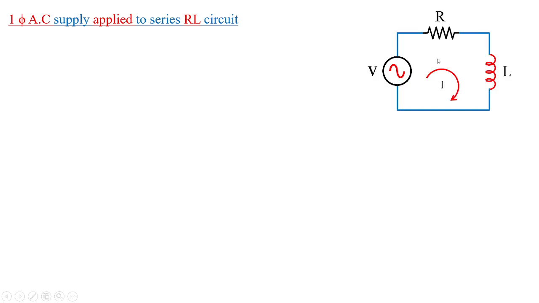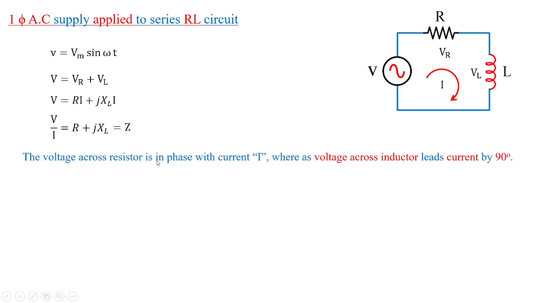Once the current flows through resistor and inductor, the developed voltage will be resistor voltage and inductor voltage. So the input is Vm sin omega t, and total voltage is nothing but the displayed voltage VR plus VL, that is applying KVL, and the resistor voltage and inductor voltage are given by these two equations. In this particular equation I'm going to take the current common, and I'm going to get the impedance value, which is nothing but R plus jXL. So the voltage across resistor is in phase with current, whereas the voltage across inductor leads current by 90 degrees. That's good.